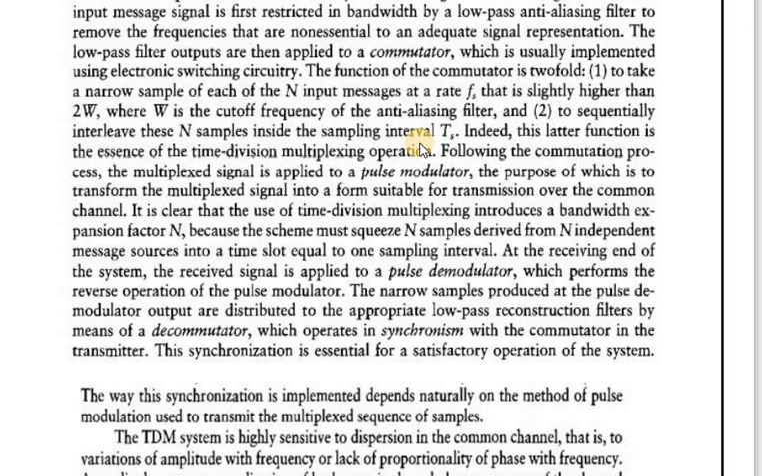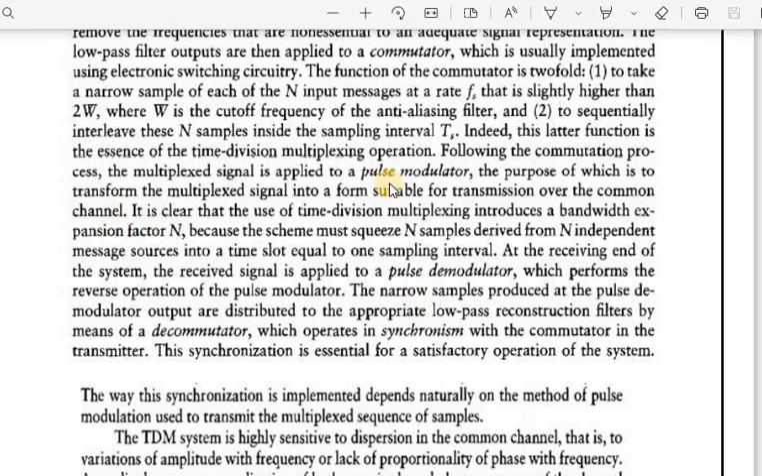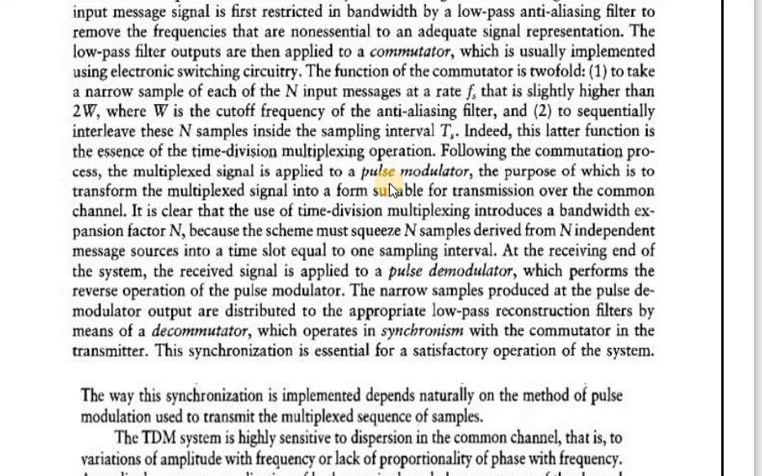After this, the commutator output is given to the pulse modulator, the purpose of which is to transform the multiplexed signal into a form suitable for transmission over a communication channel. I'll repeat this once again so you can easily grasp why we use a pulse modulator. A modulator combines the message signal with the carrier signal.